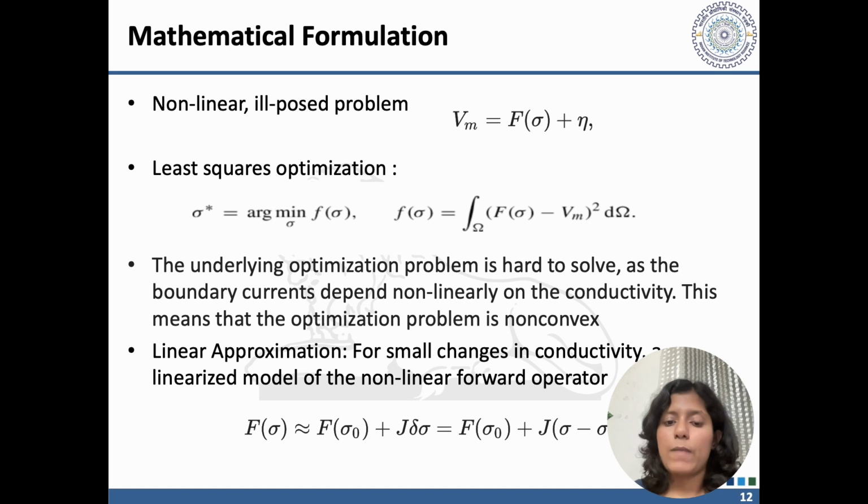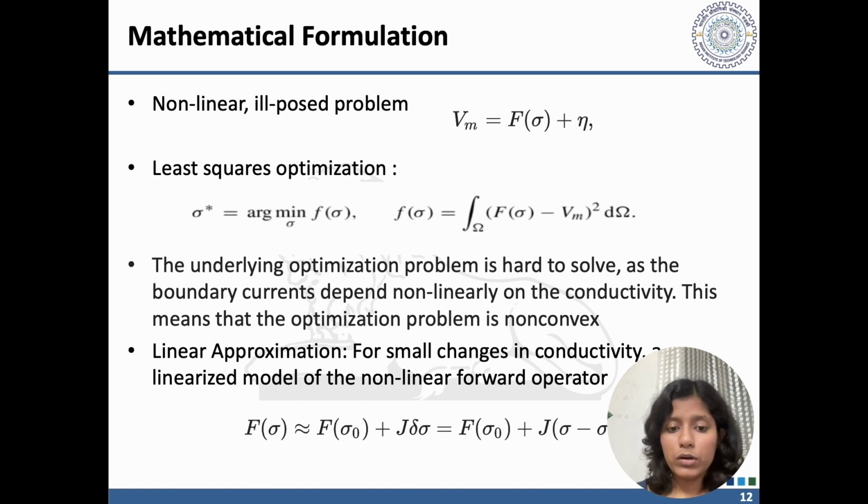So now moving on to the mathematical formulation of the inverse problem. It is a nonlinear ill-posed problem. As we can see here, we have the measured voltage data with noise added to it. To solve this inverse problem we use the least squares optimization technique. But it is really hard to solve. Why? Because the boundary currents depend non-linearly on the conductivity. This means that the optimization problem is non-convex.